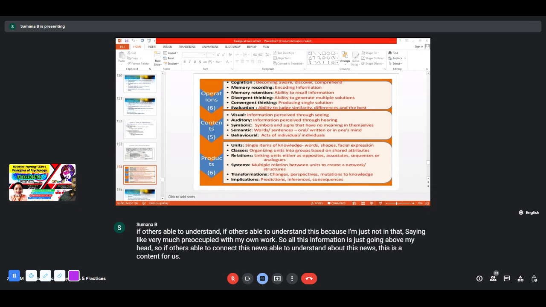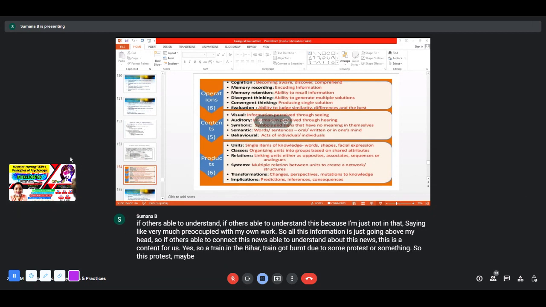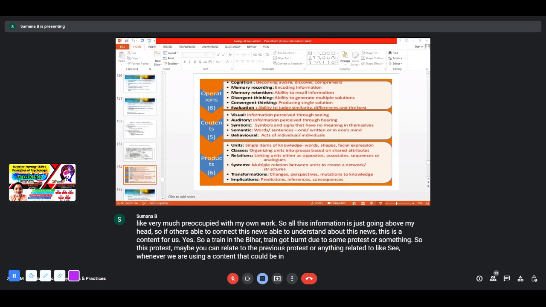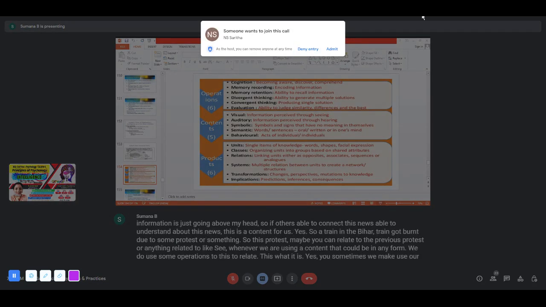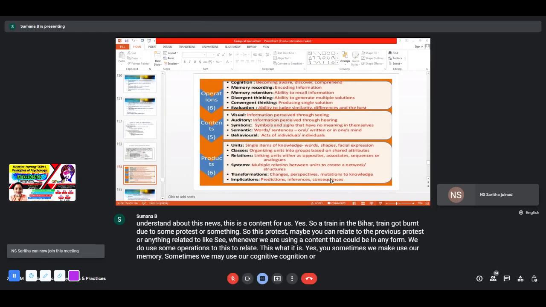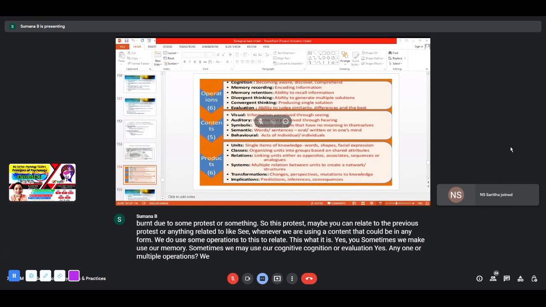So a train in Bihar got burnt due to some protest. This protest, maybe you can relate to a previous protest or anything related. Whenever we are using a content that could be in any form, we do use some operations to relate to it. Sometimes we may use our memory, sometimes we may use our cognition or evaluation. Any one or multiple operations we may use. We may use one or more contents.